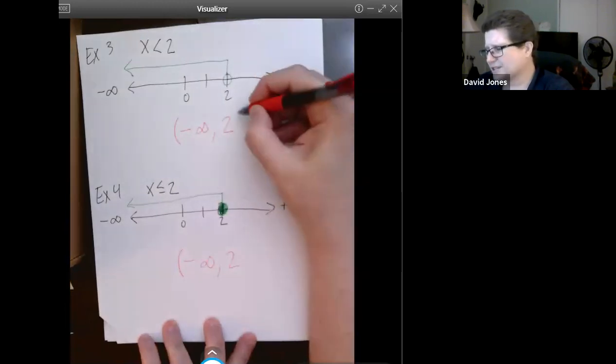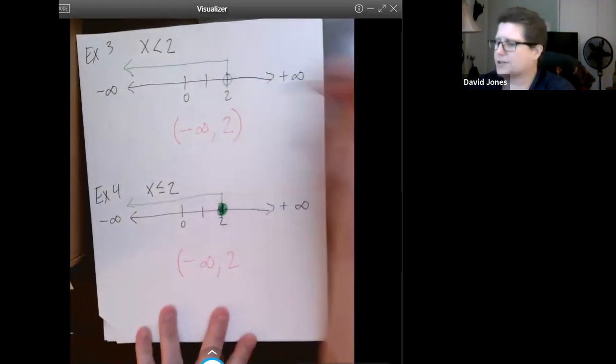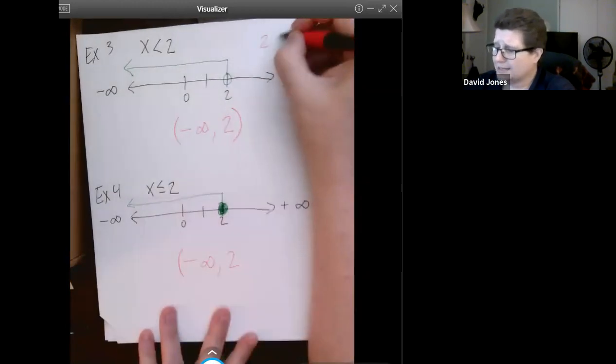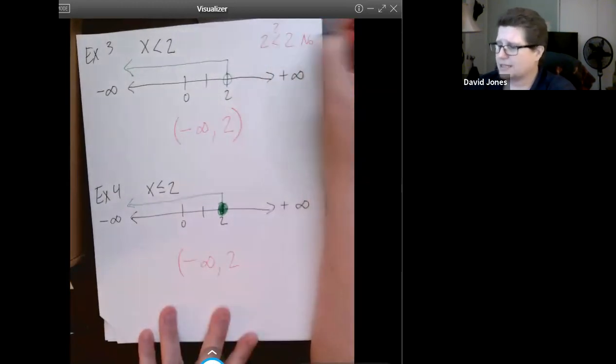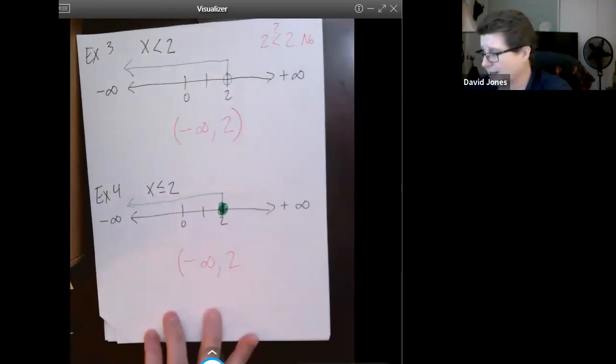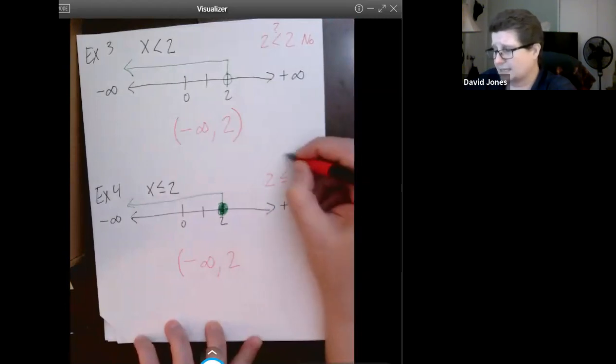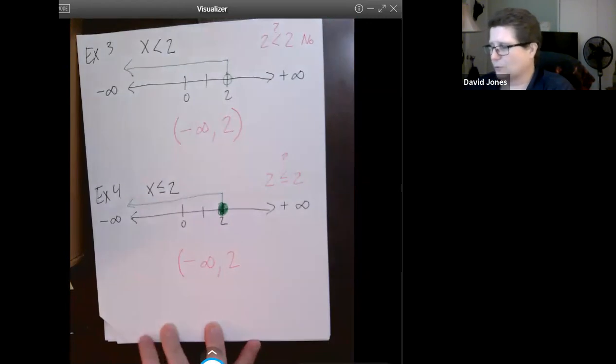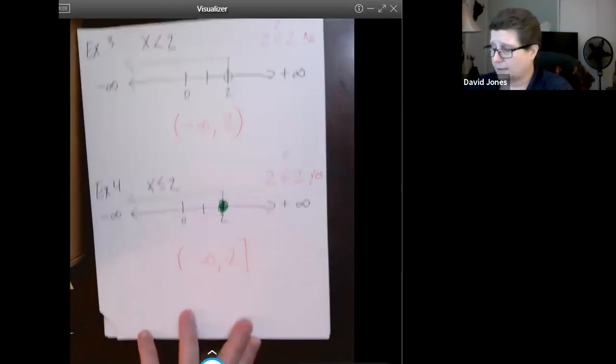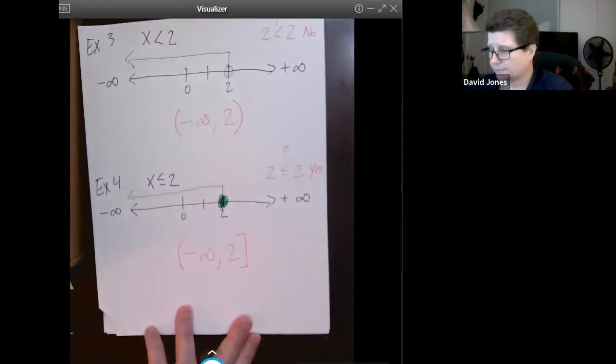Two on x is less than 2 as a hollow point. We don't include 2 in the solution because 2 less than 2, no, it's false. It doesn't work, so we don't shade it in. And we use the parentheses here. 2 less than or equal to 2, yes. It's not the less than part, it's the equal part. So we shade it in, we include it, we use the bracket. Okay. That's interval notation. And we can kick it up a notch.